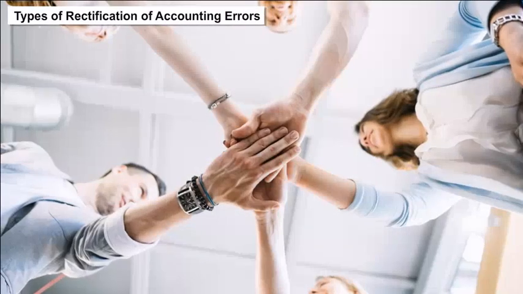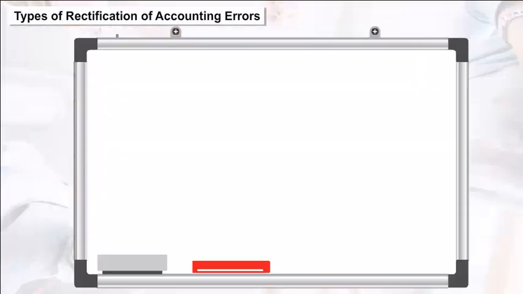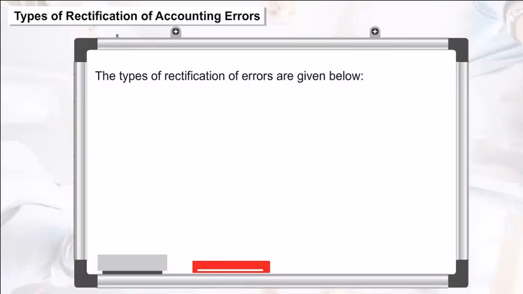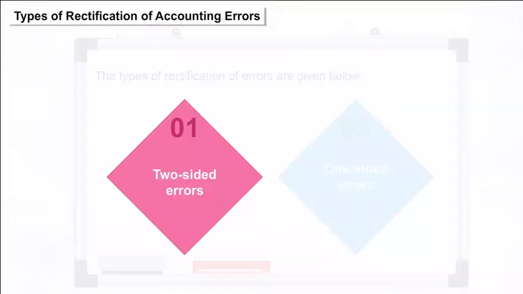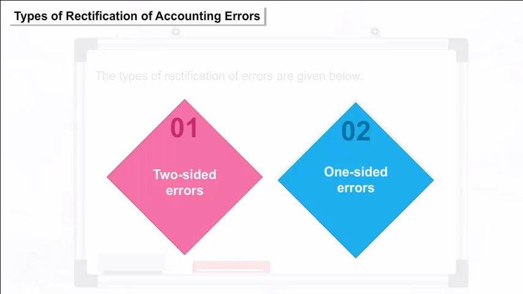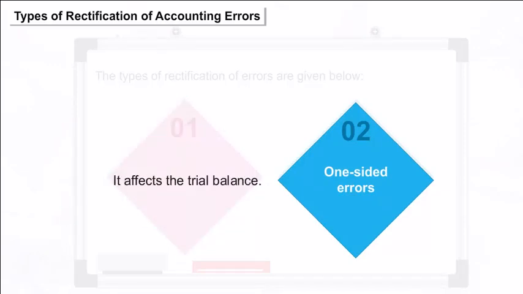Types of rectification of accounting errors. The types of rectification of errors are given below. 1. Two-sided errors. It does not affect the trial balance. 2. One-sided errors. It affects the trial balance.